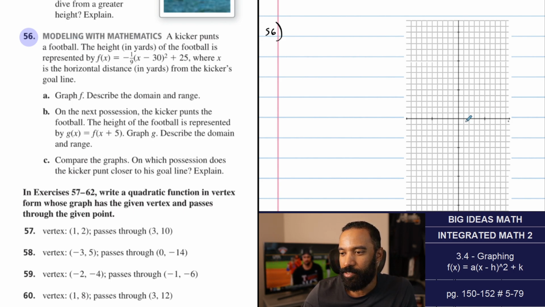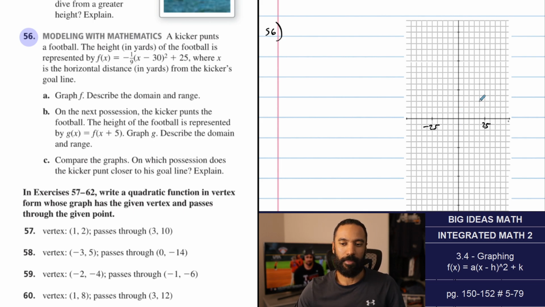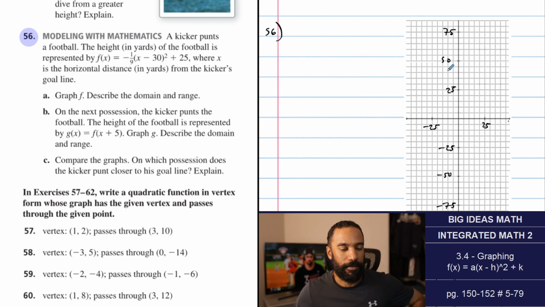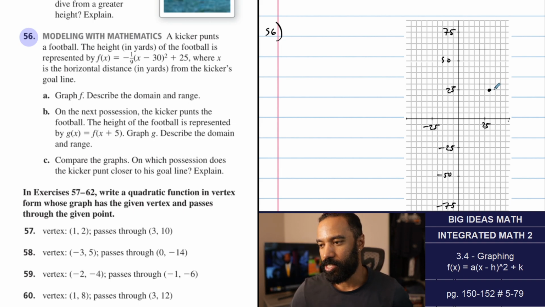Okay, if I'm going to do that, I'm going to change both of them the same way maybe. Minus 30. I have so little room to do this. If I go by 5s: 5, 10, 15, 20, 25. Can I go by 5s on this other one and still make sense of it? Let's go 25, 50, and negative 25, negative 50. Okay, graph it. x minus 30 plus 25. So 25, 30, and up at 25 right there. Negative 1/9. Every 5, this is going every 5.